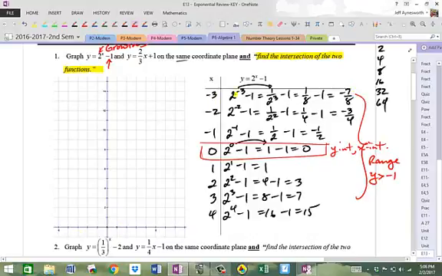Okay, so we're going to go left 3, down almost 1. So 1, 2, 3, down almost 1. -7/8 is almost -1. Okay, left 2, down 3/4. Right about there. And then left 1, down 1/2. And then at the origin, like I said, then 1, 1. And then 2, 3. 3, 7. And then 4, 15, which is right 4, up all the way up here.